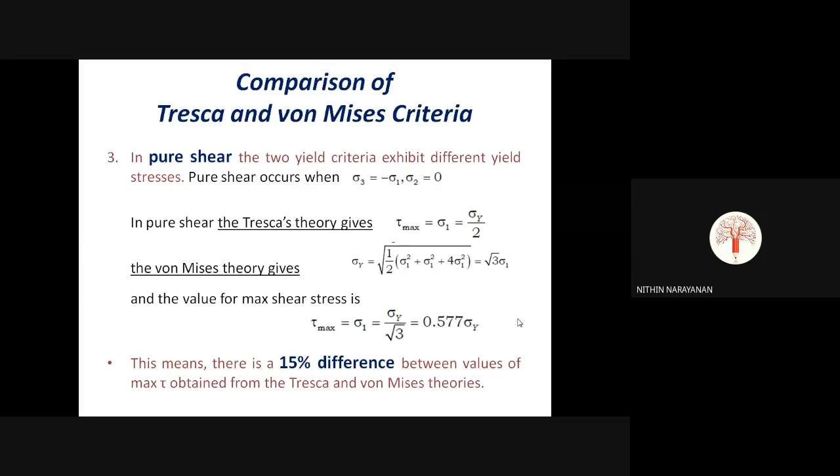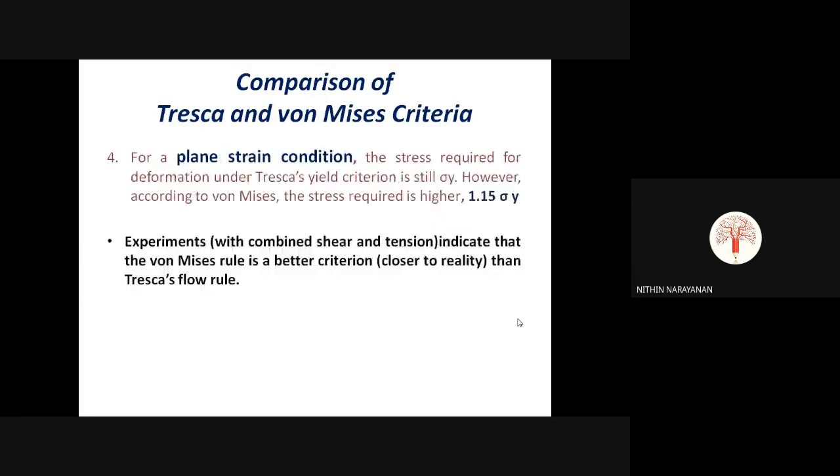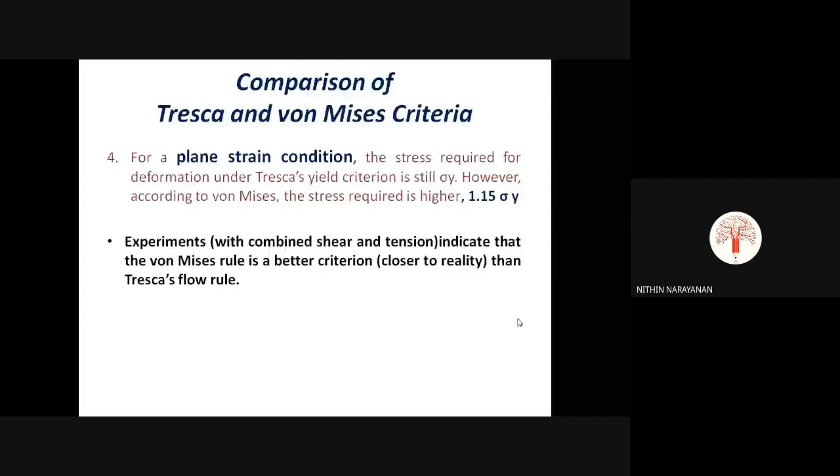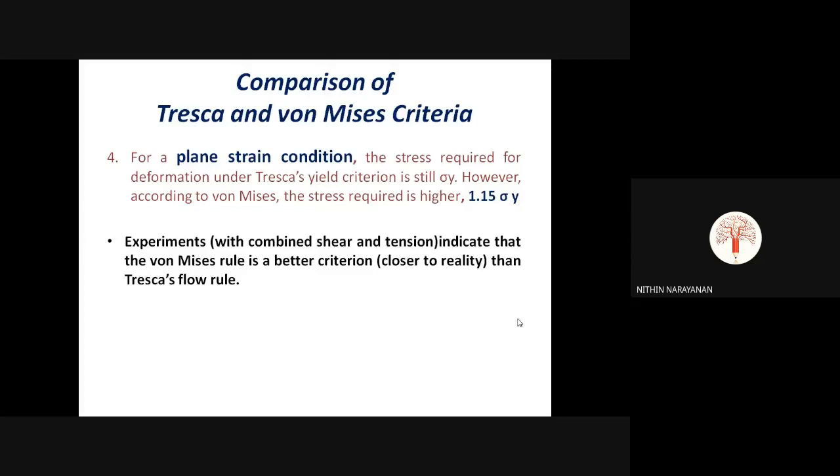Next, the fourth one is plane strain conditions. So what happens in plane strain conditions? In the case of Tresca yield criteria, under plane strain condition the stress required is still sigma y. However, in von Mises criteria, the stress required is higher, that is 1.15 sigma y. So in the case of plane strain also there is a difference in the stress developed using these two criteria.